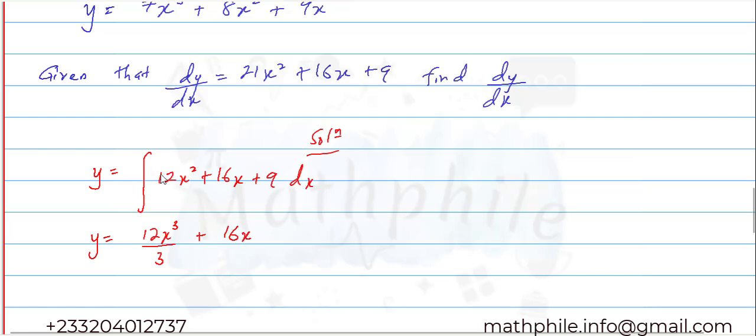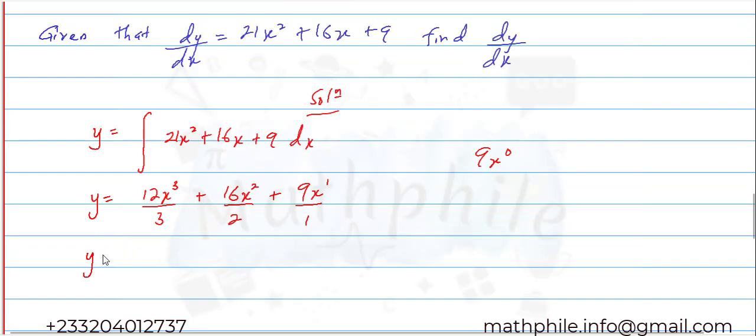I think there's 21, not 12. Okay. Plus 16x, adding 1 to the exponent to be 2, divided by 2. And like I explained in the previous question, this 9 is the same as writing 9x raised to the power 0. So if you add 1 to 0, you get 1. So there's 9x raised to the power 1 divided by 1. So in this one, if you simplify, you should get y to be equal to, this is 21, so let me correct that, 7x cubed plus 8x squared.